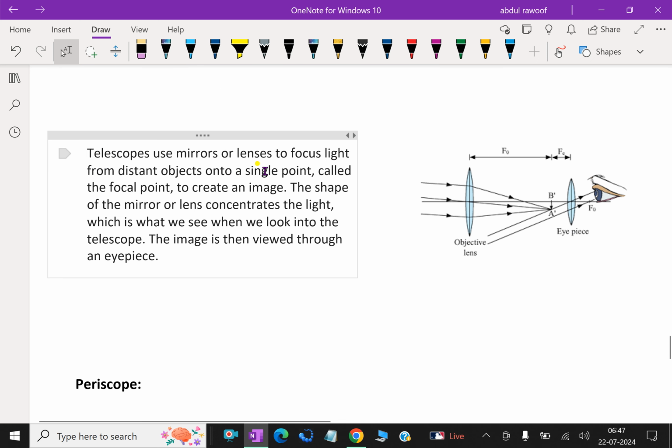Telescope uses mirrors or lenses to focus light from distant objects onto a single point, a very distant point. The rays come onto this lens and are focused here. From that, another lens is used as an eyepiece, and we can look nearer to our eye. The telescopes use mirrors or lenses to focus light from distant objects onto a single point called the focal point. To create an image, the shape of the mirror or lens concentrates the light, which is what we see when we look into the telescope. The image is then viewed through an eyepiece. Nowadays, very modern telescopes are used by astronomers.